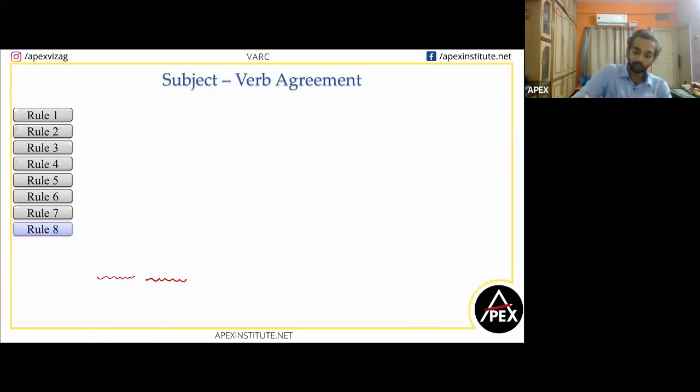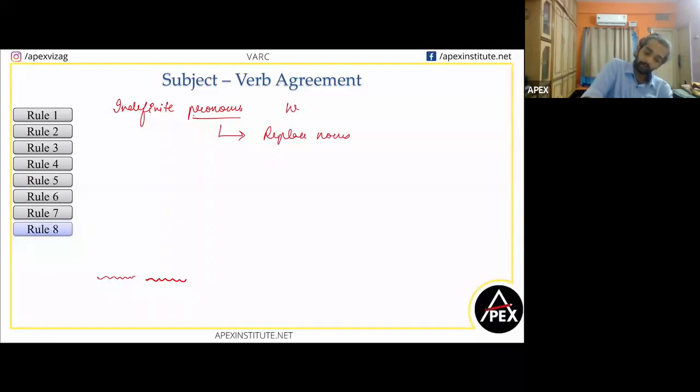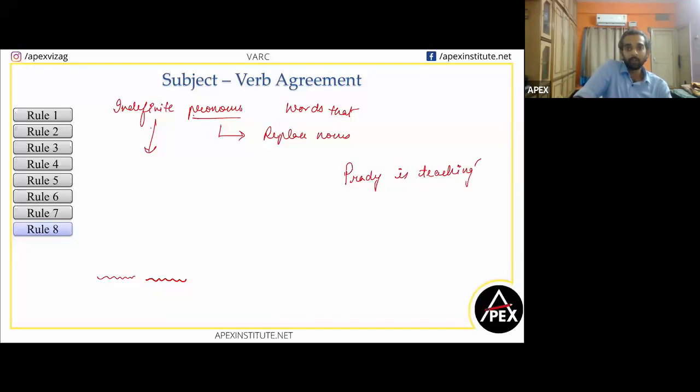I'll tell you. So, when we are talking about indefinite pronouns, obviously you guys know what pronouns are. These are words that replace nouns. Correct? So what is indefinite? Usually when I have a noun, let us say that Praddy is a noun, so Praddy is teaching. If I replace it with a pronoun, saying that he is teaching, I know exactly whom this pronoun is used for.